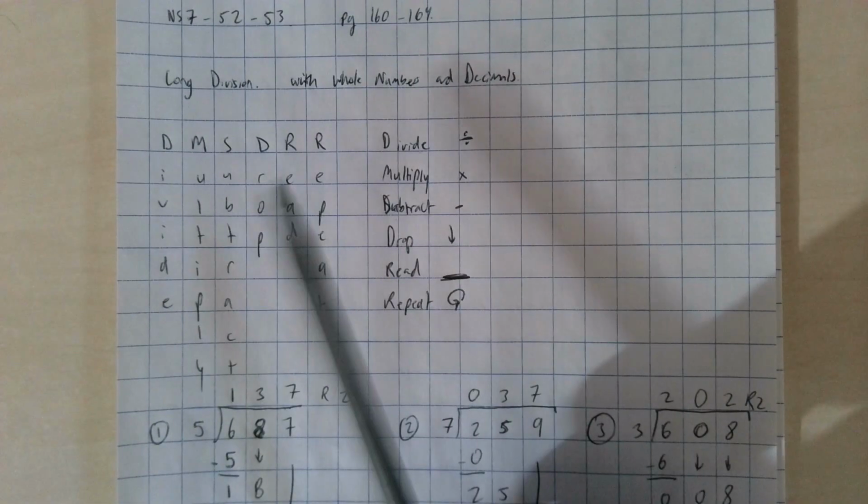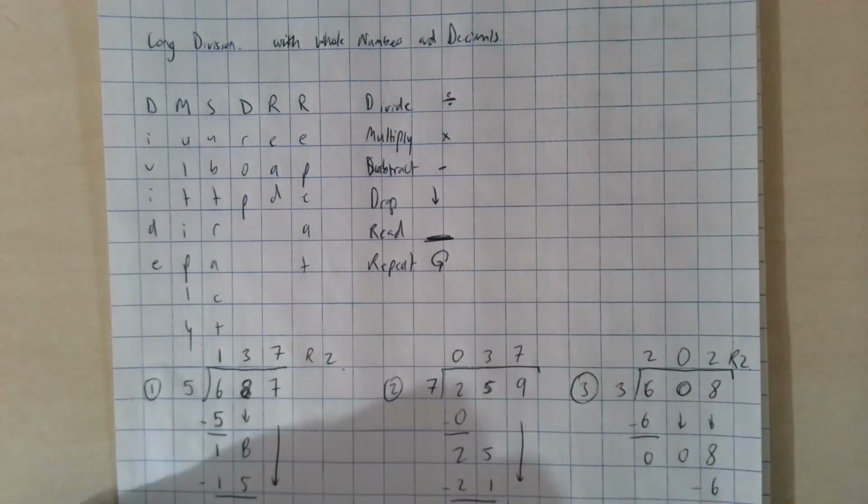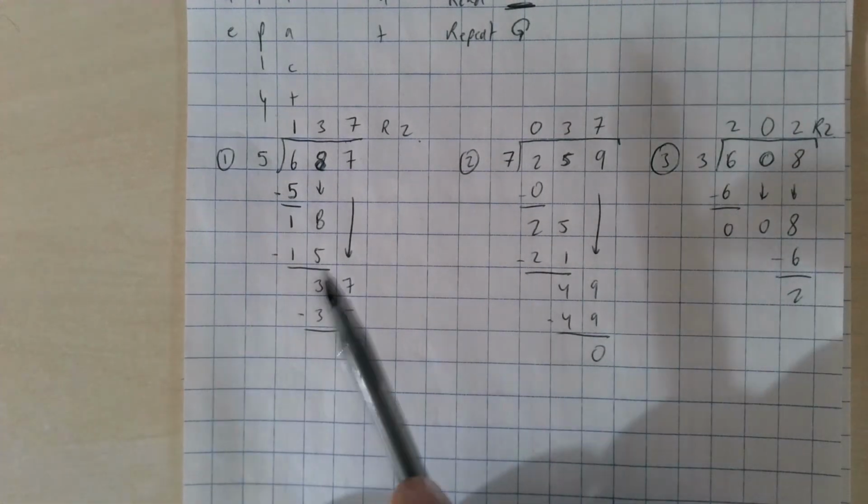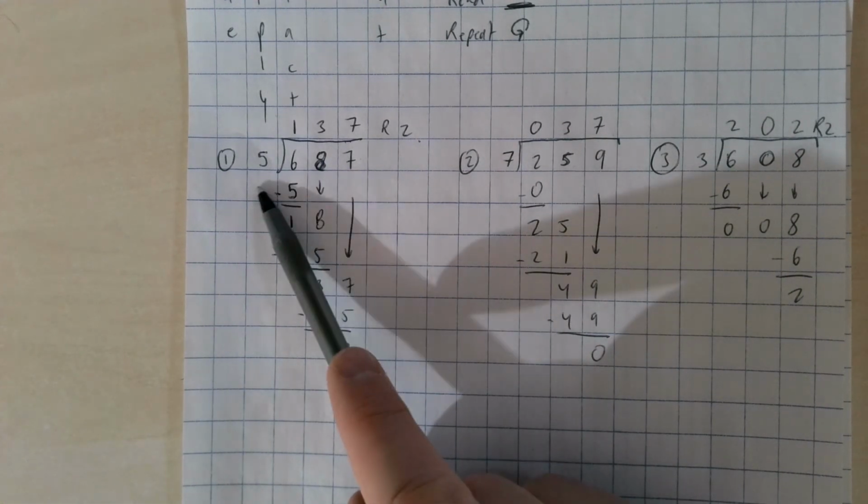I did that over here too. I wrote it vertically, and I thought, I'd rather write it this way. All right, so let's go over some questions and see how this works. All right, so here we have 687 divided by 5.